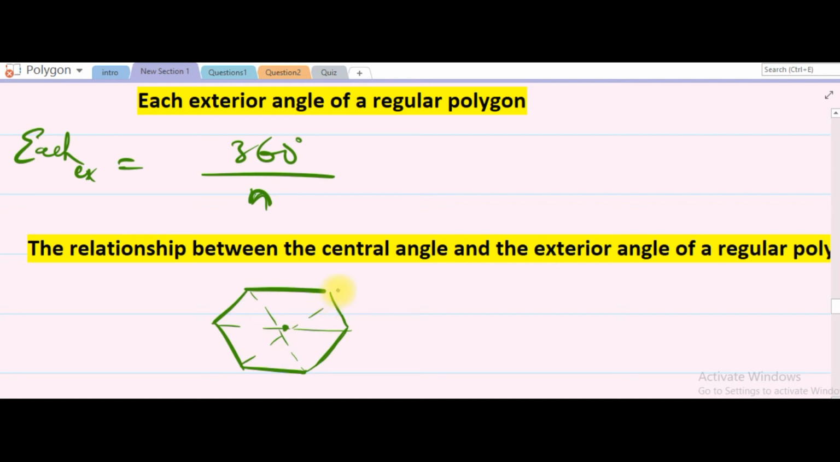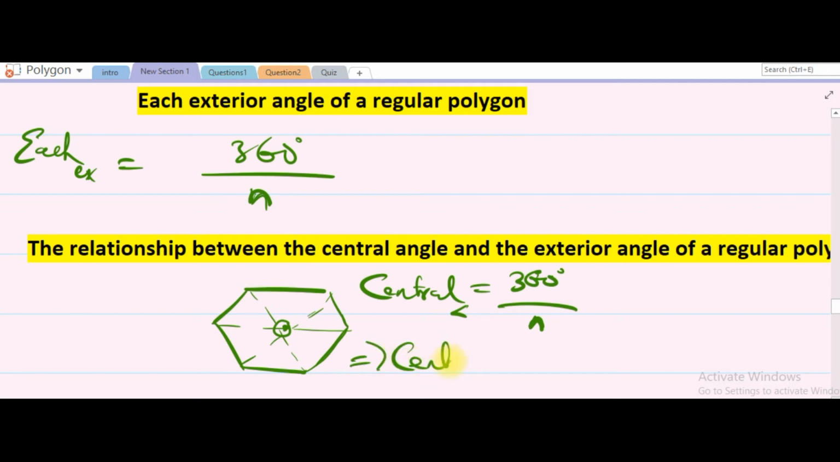So notice that we form six equilateral triangles. Meaning that the central angle here, the total, is like a circle, so the total measure is 360 over the number of sides, which is n. So for a hexagon it is 6, for a pentagon it is 5. So that's it.